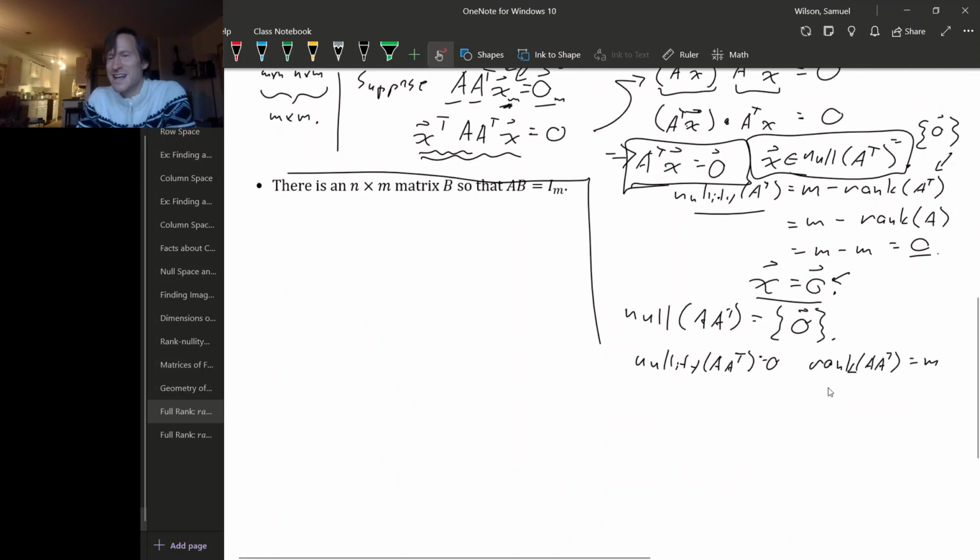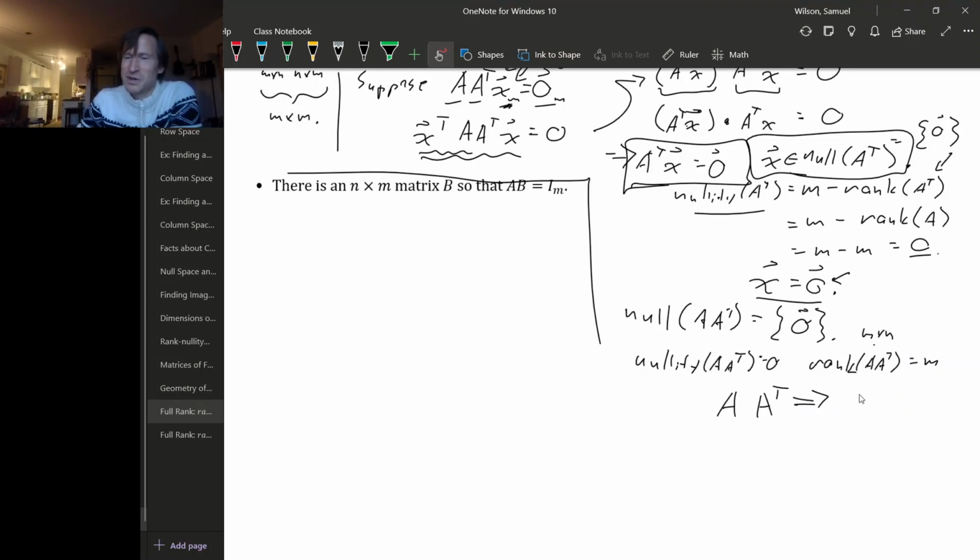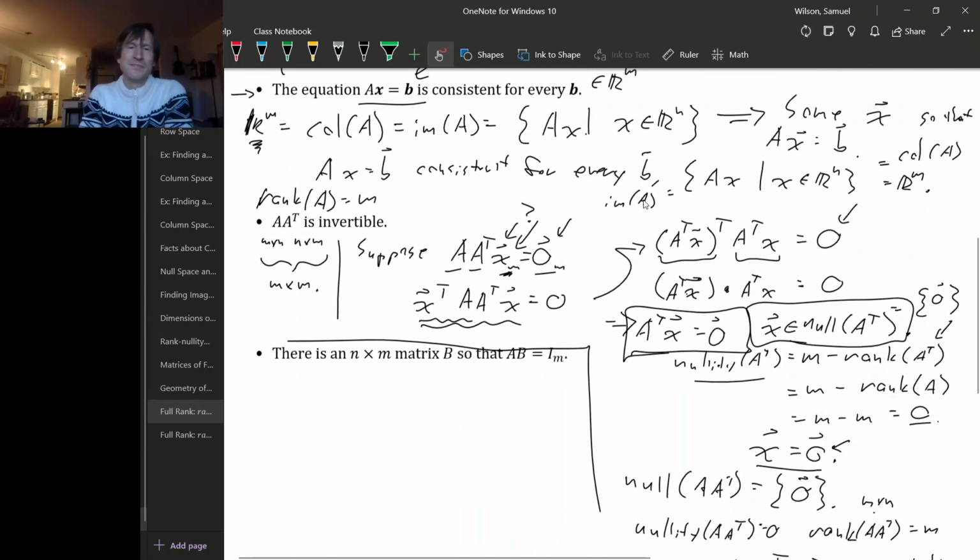Right? But A transpose is M by M. If you're a square matrix of size M and your rank is M, that means that you're invertible, right? So A transpose is invertible. Okay, so finally we proved what we wanted to prove. If you're of full rank, if your rank is M, then A transpose is invertible.